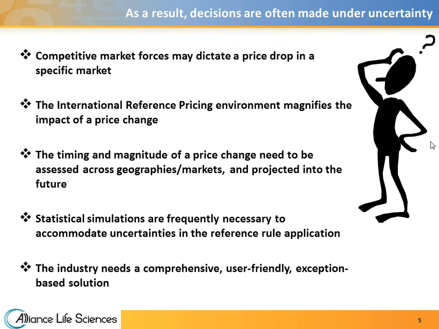So, just to walk you through a typical situation, you could have a price drop in a specific market. This could be competitive market forces, or, more often, it's a mandatory price cut that's required, something along those lines. When that happens, you're faced with immediate repercussions that that action is going to have on the impact of that price change in other markets. So when you look at the impact across those markets and when you look at it over time, there are a lot of uncertainties that you need to be dealing with.